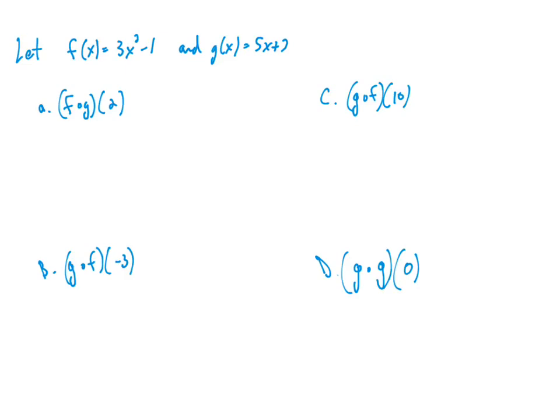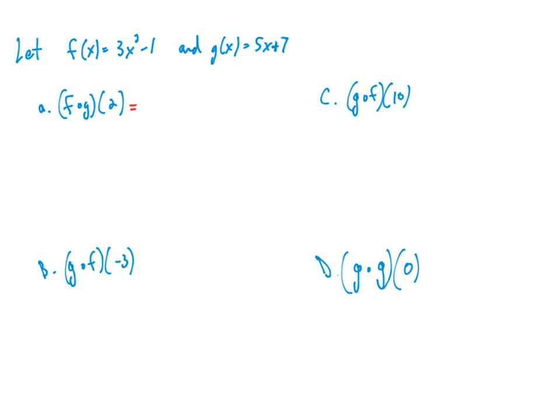Alright, so now let's look at composition of functions that are written algebraically. We have f of x is equal to 3x squared minus 1. G of x is equal to 5x plus 7. And then we have 4 different compositions. Let's do the first one together.